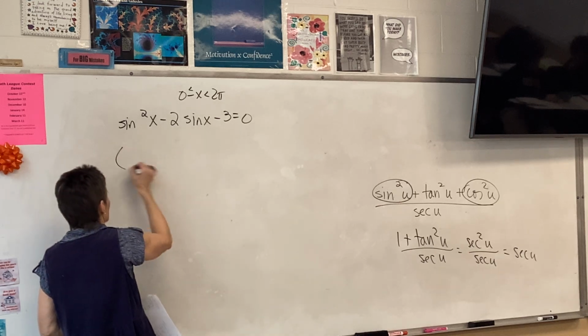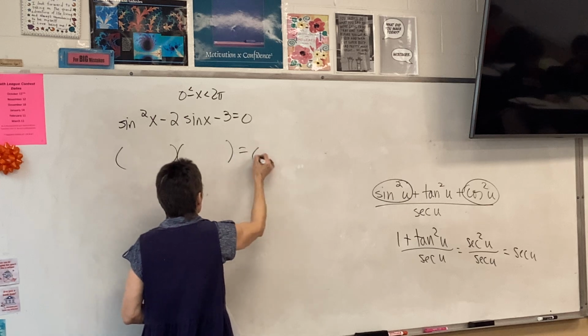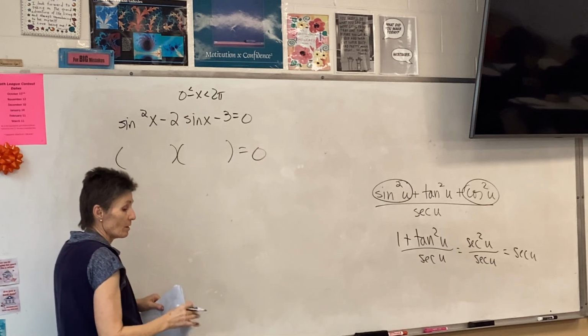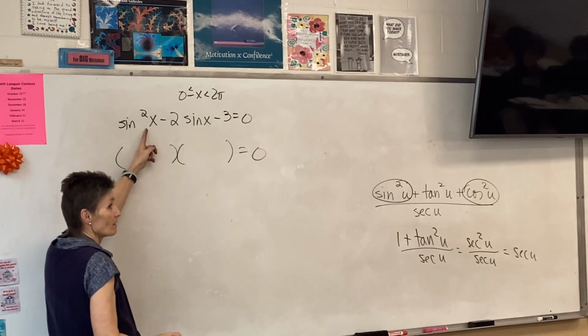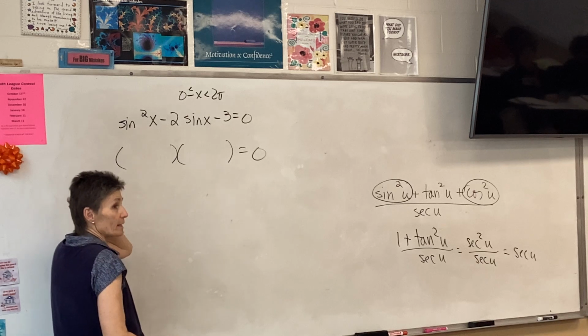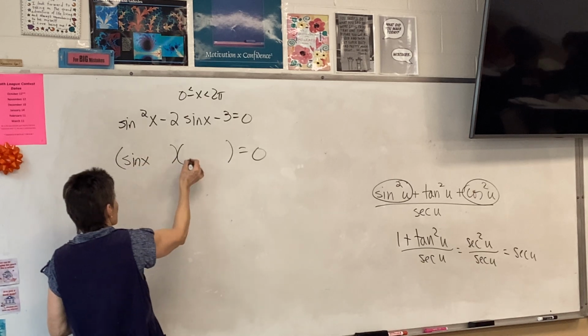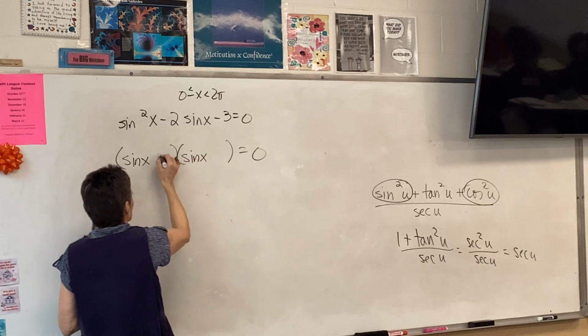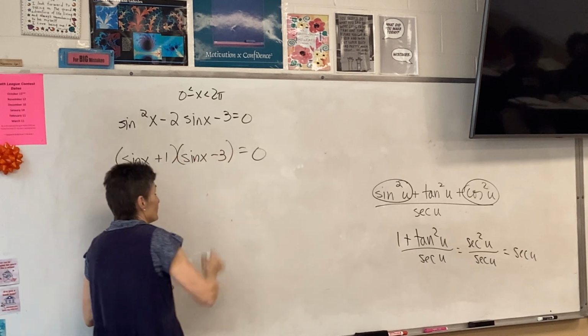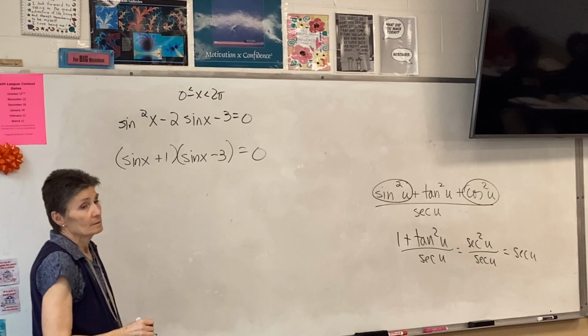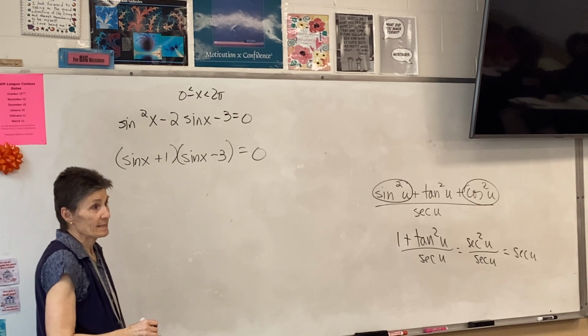Alright, what do you notice about this? You have to factor. It can factor. You have to be on the lookout. When you see the squares, you gotta be on the lookout for factoring. So how does it factor? Sine x plus 1, sine x minus the rest. Look at it, stare at it. That's how it factors. That's correct.